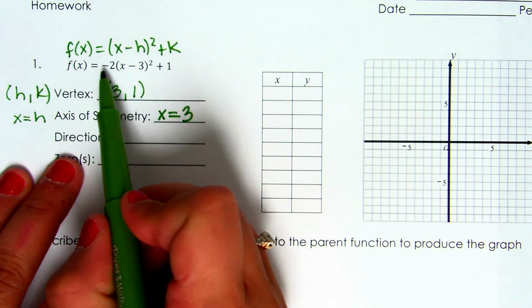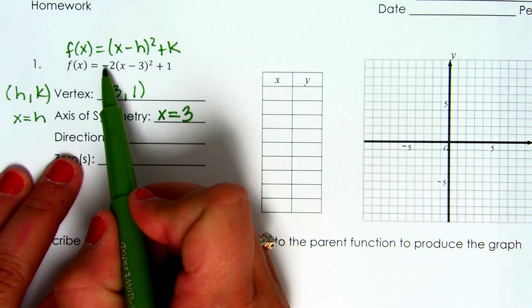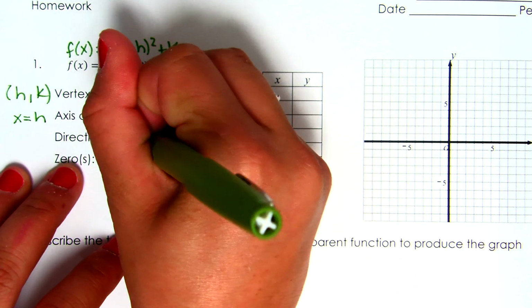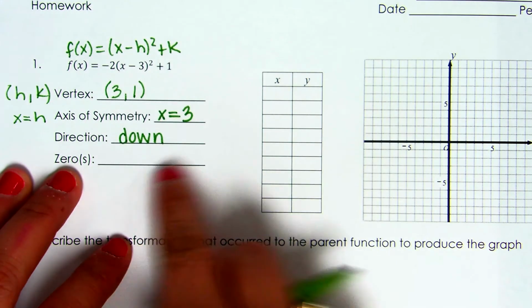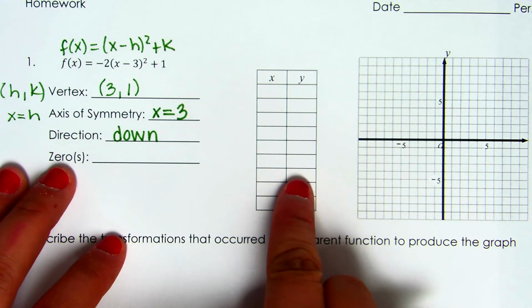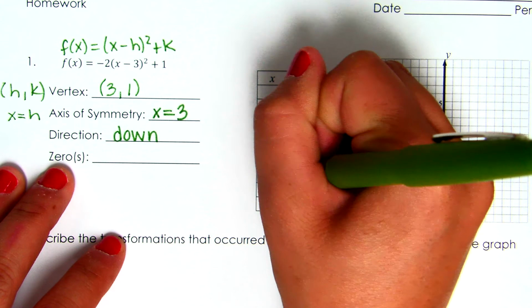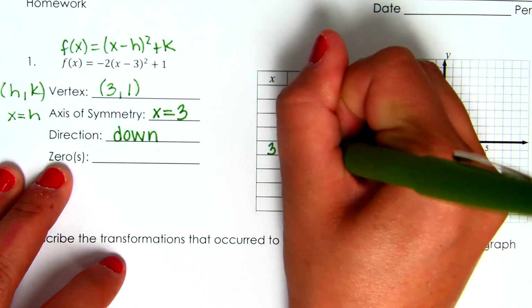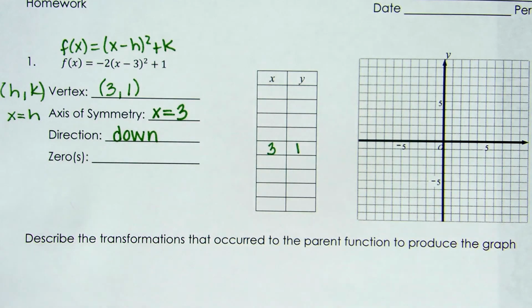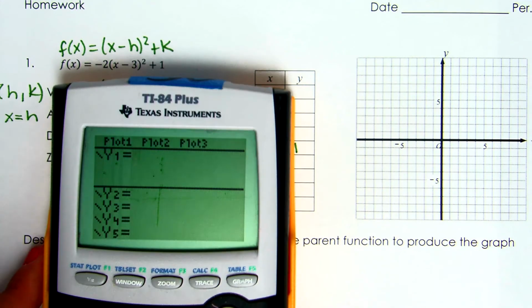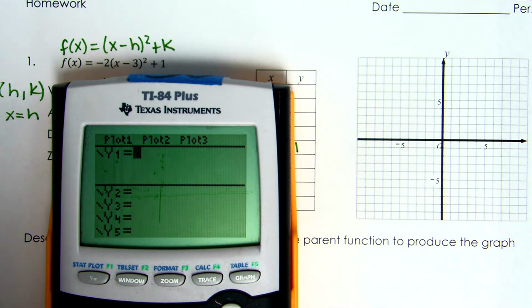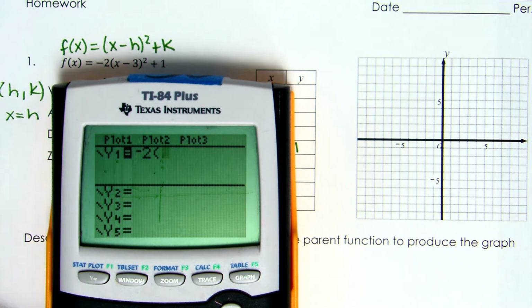Direction, because it begins with a negative, we know that it is opening down. And to find my zeros, I need to fill in my table. I'm going to use my calculator. First, I'm going to put my vertex right in the middle because my vertex is the middle of my graph. And I'm going to insert it into my calculator to fill in the table around it. So negative 2 x minus 3 squared plus 1.